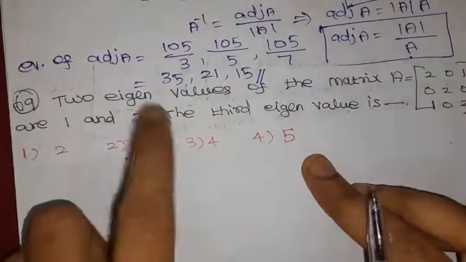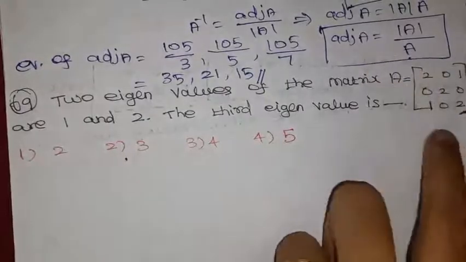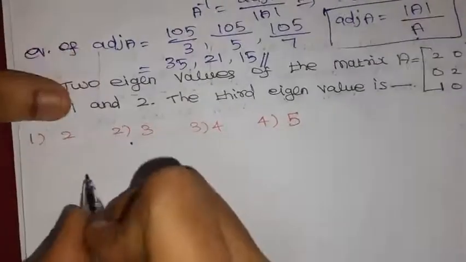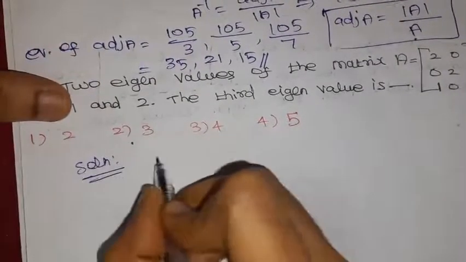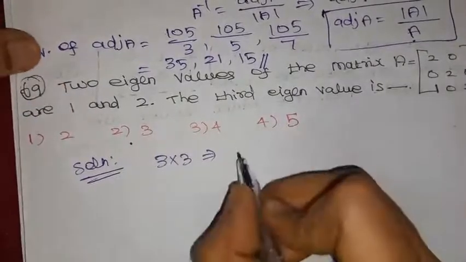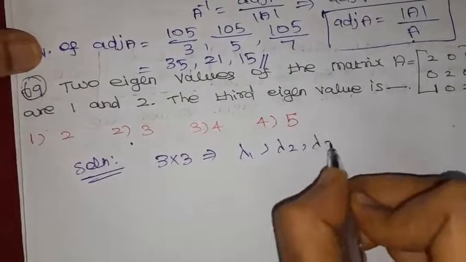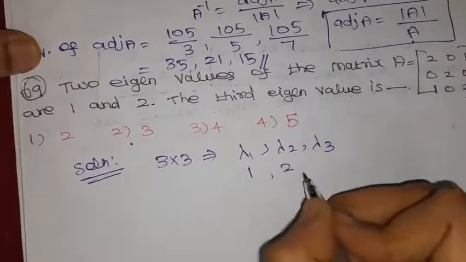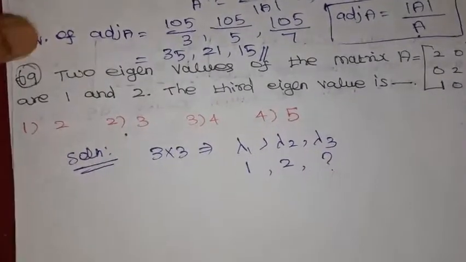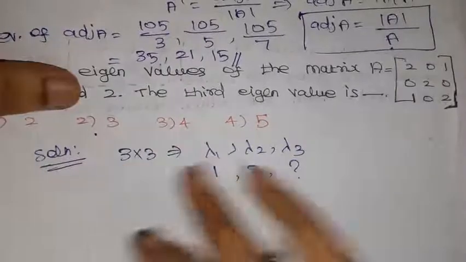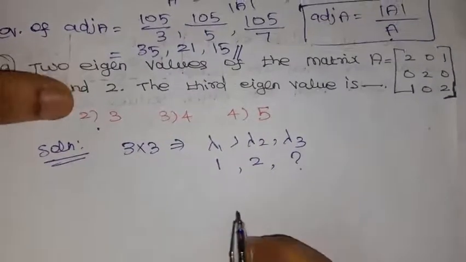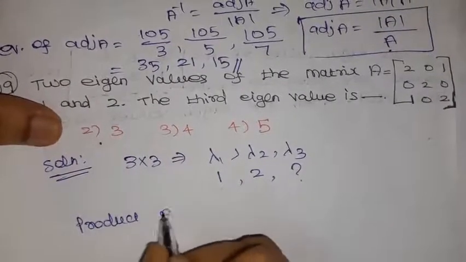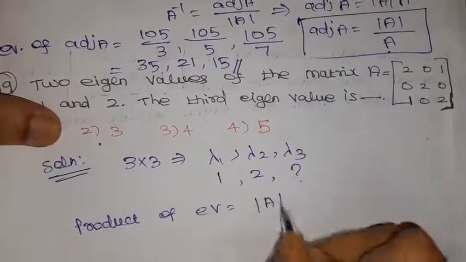Then question number 65. Two eigenvalues of the matrix A are given as 1 and 2. We need to find the third eigenvalue. So let's see how to solve this problem. The given matrix is a 3 cross 3 matrix, so it will have 3 eigenvalues, say lambda 1, lambda 2 and lambda 3. Lambda 1 and lambda 2 are 1 and 2. The matrix is given, and one of the properties is that the product of eigenvalues is equal to the determinant of A.